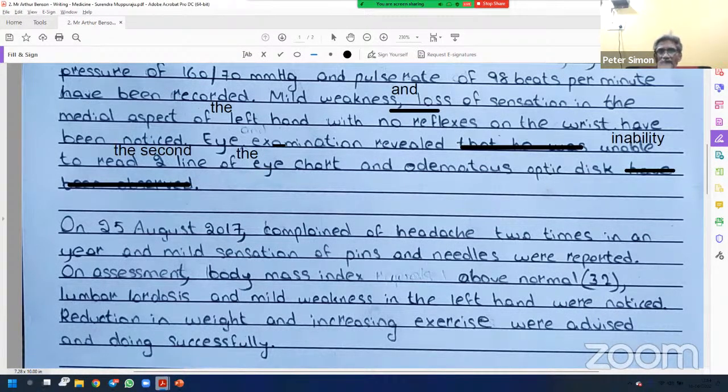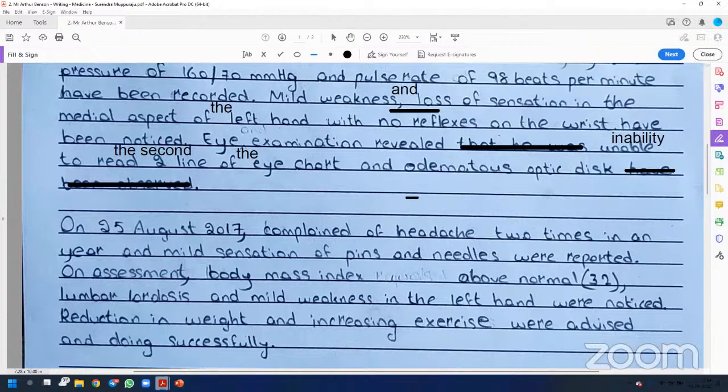Eye examination. You can say ophthalmologic examination revealed. You understand? Can you use the word ophthalmologic? Yes. If you use such words, medical terms, they are also English terms only. Don't think that it is medical. So instead of eye, you can say ophthalmological. Wonderful.